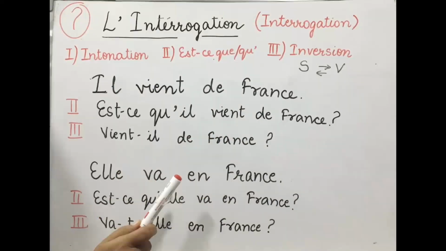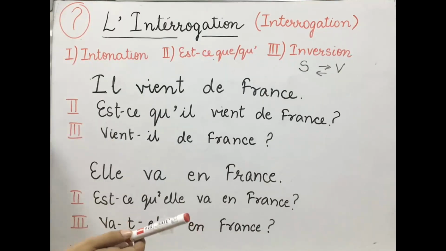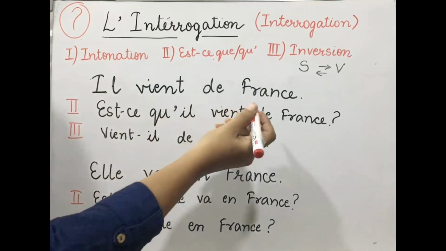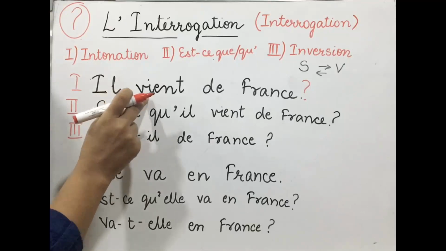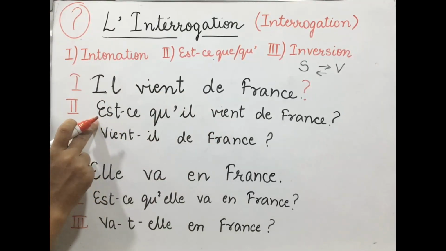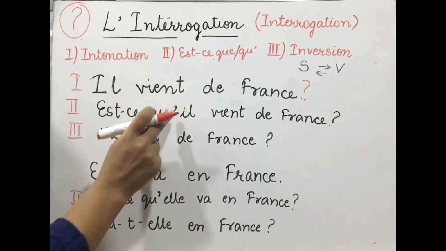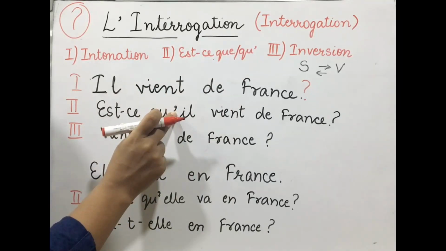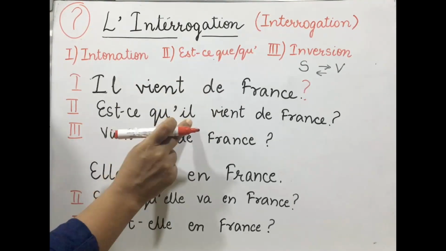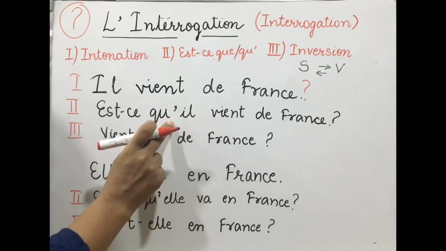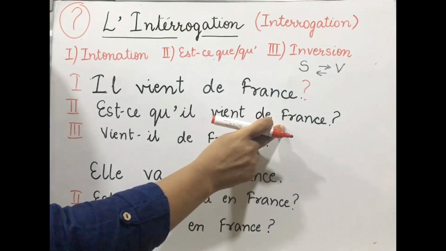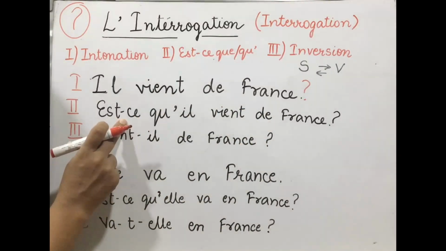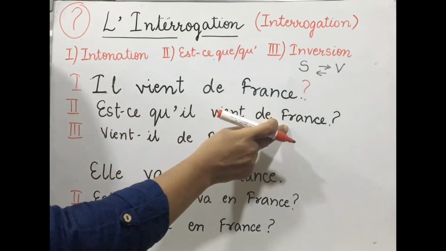Now how do we make interrogative sentences from this declarative sentence? The first form is intonation, as I told you, and there you need not do anything, just put a question mark and change your intonation. So this becomes Il vient de France? And then the second form, the est-ce que form, here you need to note that it will be qu' with an apostrophe, because if we put que here, the following word starts with a vowel, and we don't want a vowel clash. So this becomes Est-ce qu'il vient de France? Basically in English, if you translate this, this becomes does or do. So does he come from France?